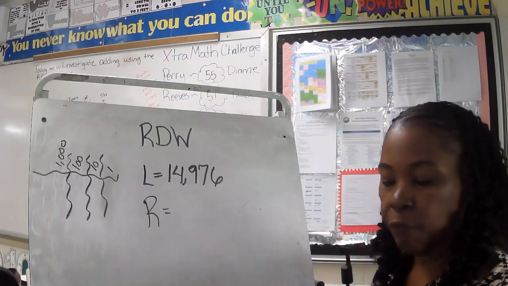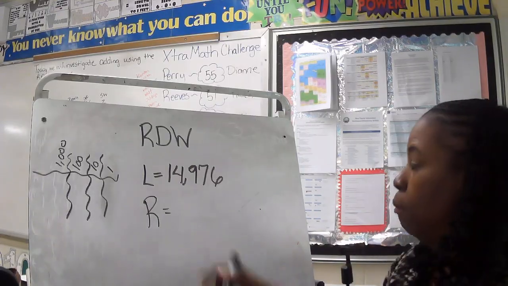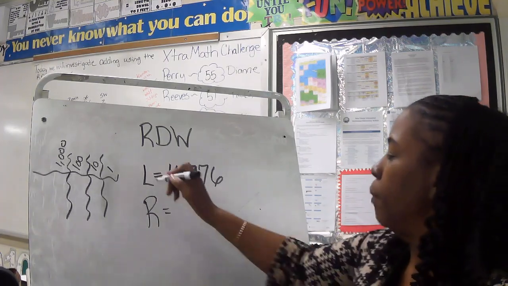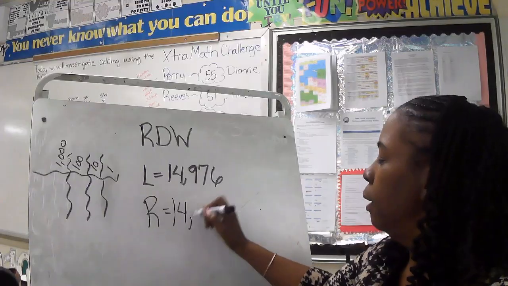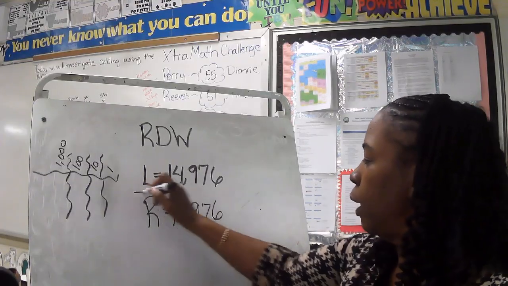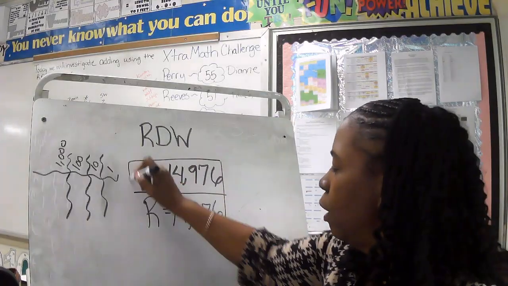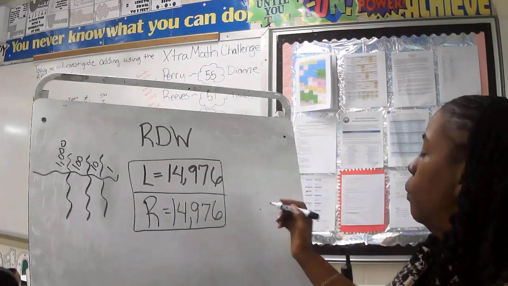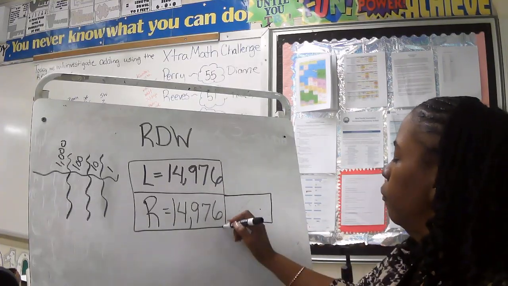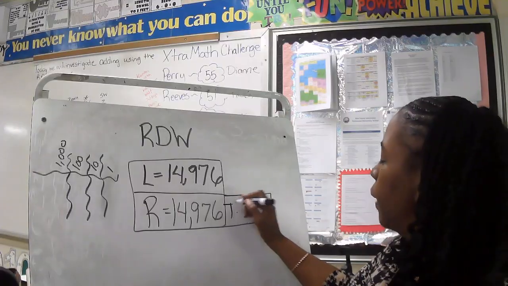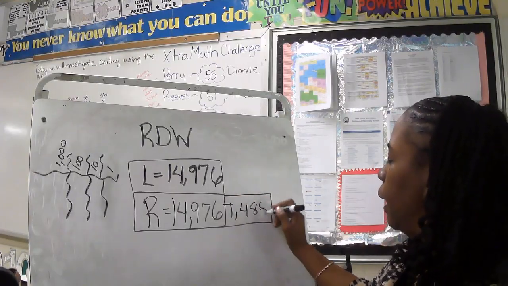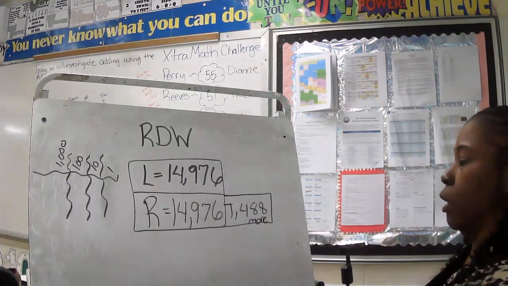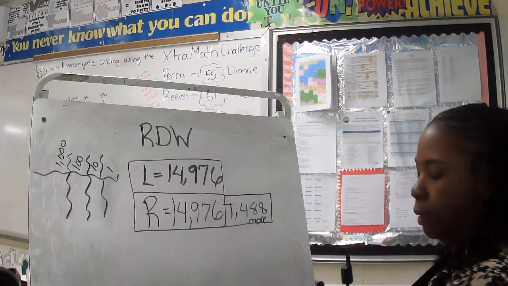They sold 7,488 more roses than lilies last year. Okay? So that means they sold the same amount, right? Plus, they sold 7,488 more. So we're going to add on 7,488. And I'm going to put more here. So I know I'm going to have to add that. Okay? So they sold this much more than the lilies.